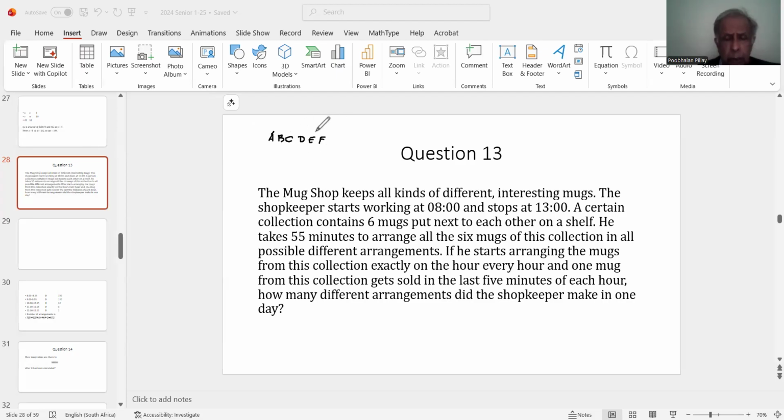All right, so I think you should know by now that the number of arrangements of 6 objects is 6 factorial, and that is 720. So let's read this again. It takes 55 minutes to arrange all the 6 mugs of this collection in 720 ways. All right, so it takes 55 minutes. So it starts at 8 o'clock, and this is what happens.